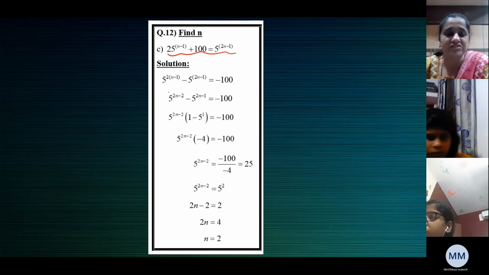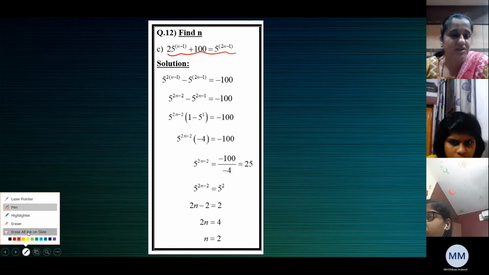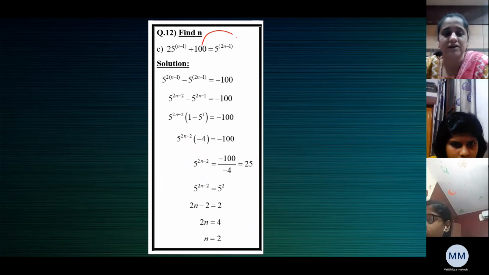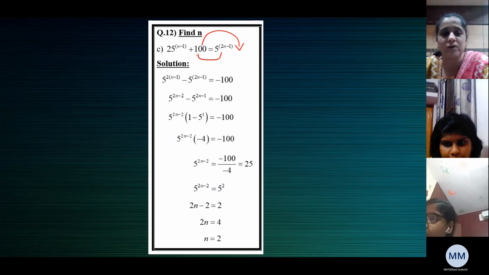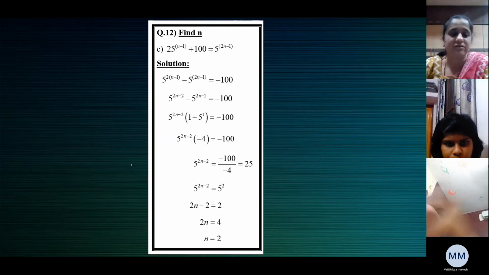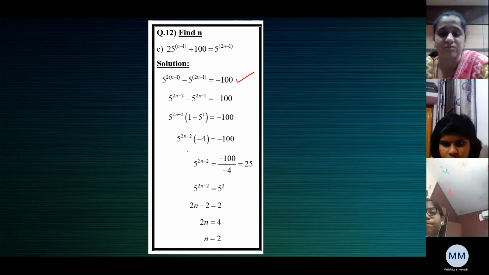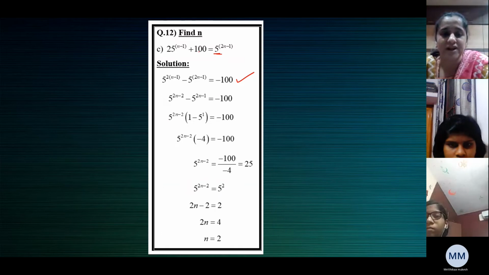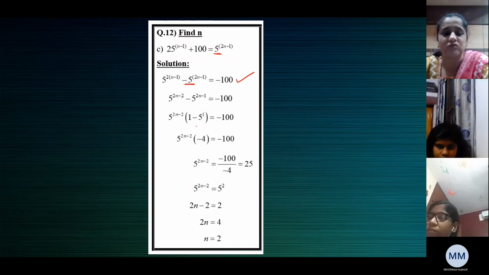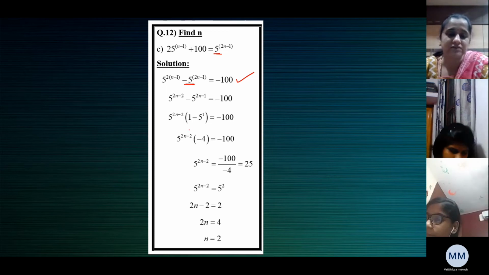So what we do is we first transpose. We take 100 to the RHS and we bring this one, 5 to the power 2n minus 1, to the LHS. That is the first step. Plus 100 goes to the other side as minus 100. And this one, which has a positive sign, when transposed becomes minus 5 to the power 2n minus 1. That's the first step. Understand?